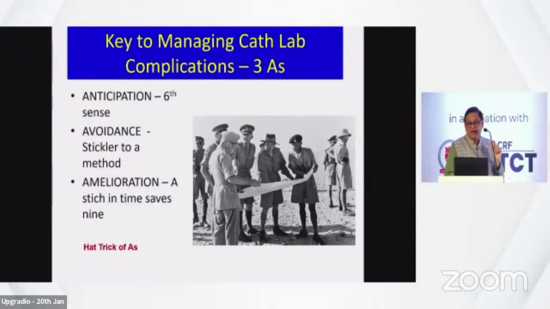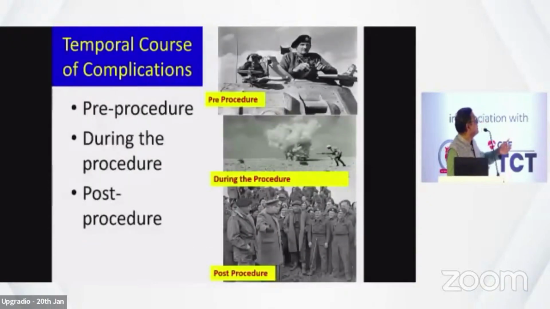Of course, the key to managing complications is threefold. The anticipation, as I said, you see the patient wheeling in the cath lab, you feel, no, I think something is wrong. The patient is not looking good. So you start anticipating. Then if you have a method in place, you will avoid the complication. If you have already thought about it, you have thought of the problems that are going to happen, 90% of complications can be prevented because they are in mind. And then finally, if it happens, of course, you have to do whatever is required.